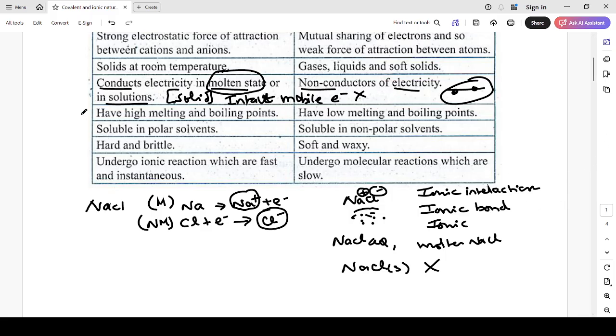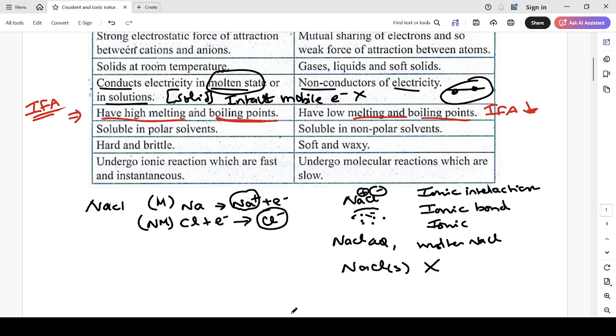Next point. Due to this highest intermolecular force of attraction, if I want to melt it or boil it, I have to give so much temperature here. So ionic compounds have high melting points and boiling points. Since covalent compounds have low intermolecular forces, they have low melting points and boiling points.